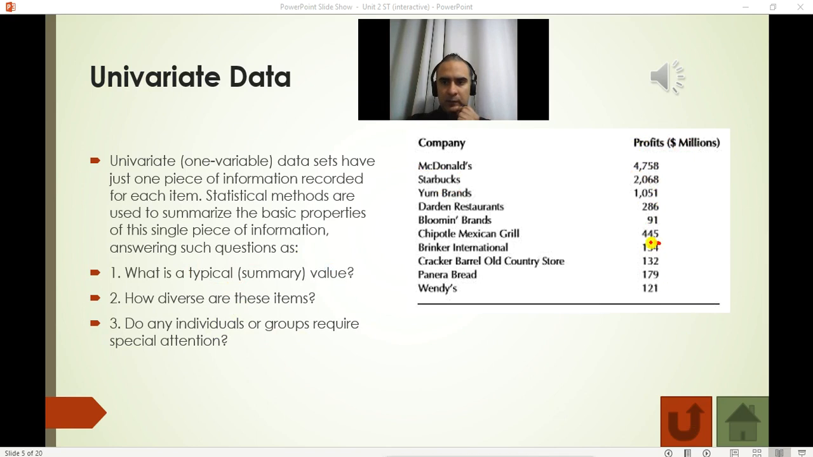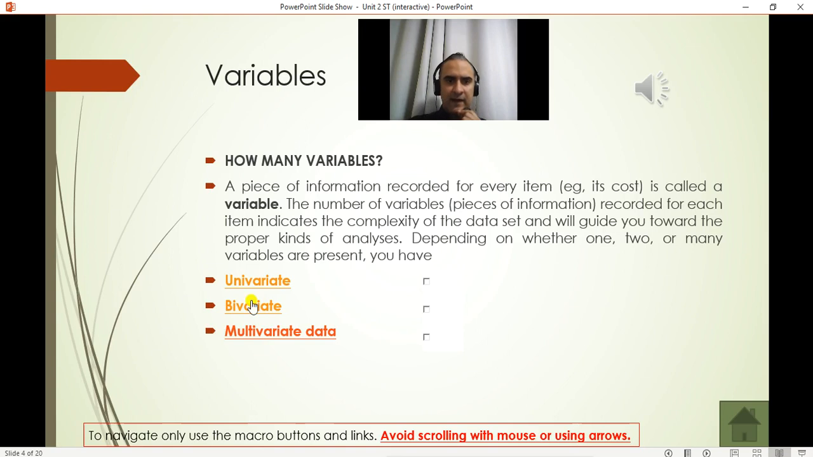We have some smaller groups, some middle ones, and then perhaps the higher group, right? So 1, 2, 3 groups. I'm just generalizing, please don't take it as a full example, okay? So anyways, that is univariate data. Very good. So now let's go back to bivariate data.